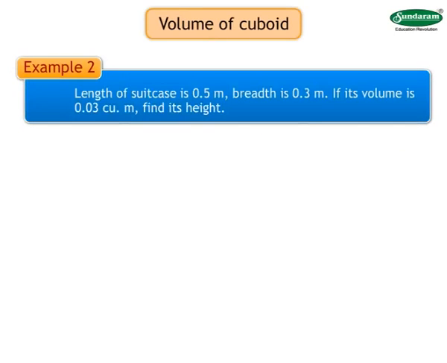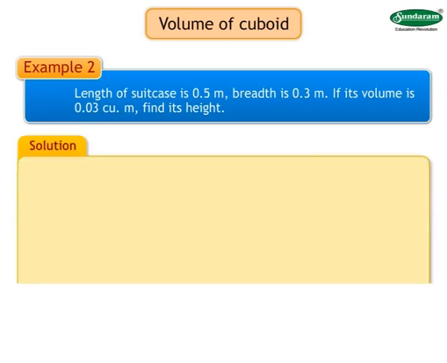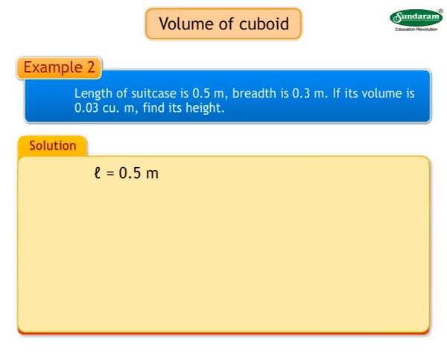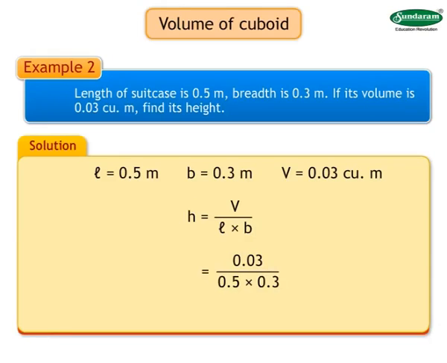Example 2. Length of suitcase is 0.5 meters. Breadth is 0.3 meters. If its volume is 0.03 cubic meters, find its height. Solution. Length is 0.5 meters. Breadth is 0.3 meters. Volume is 0.03 cubic meters. Volume of cuboid is equal to length into breadth into height. Therefore, height is equal to volume upon length into breadth, which is equal to 0.03 upon 0.5 into 0.3. This is equal to 0.2 meters.